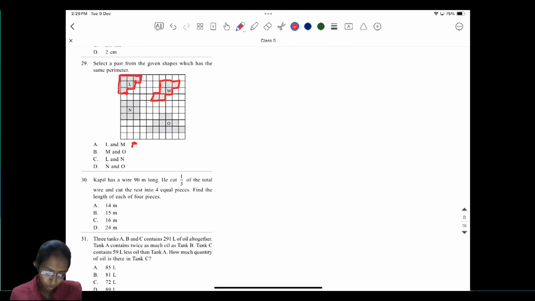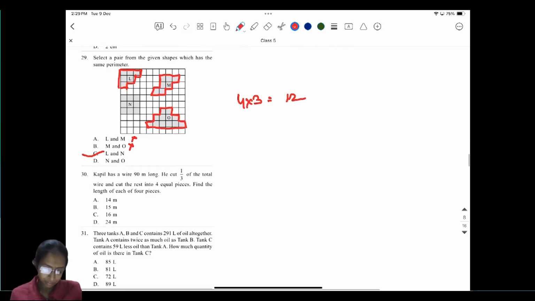Now calculate for the O. 1, 2, 3, 4, 5, 6, 7, 8, 9, 10, 11, 12, 13, 14, 15, 16, 17, 18. Again, they are not the same. Now, find out for N. This is a square of 3 by 3. So, 4 into 3 is the perimeter of N. Again, 12. So, yes, L and N both are 12.